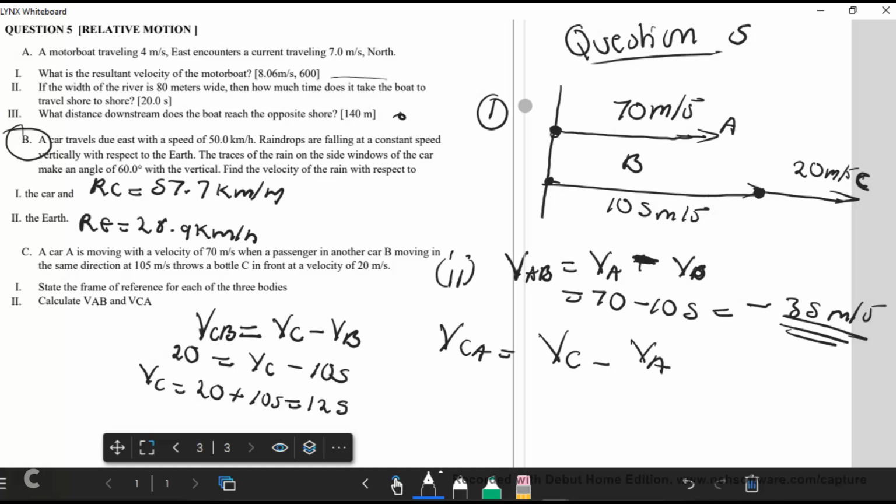So here I'm going to say 125 minus what's your VA? Your VA we already know is 70. So your answer will be 125 minus 70, which is 55 meters per second. So this is how we answer this type of question.